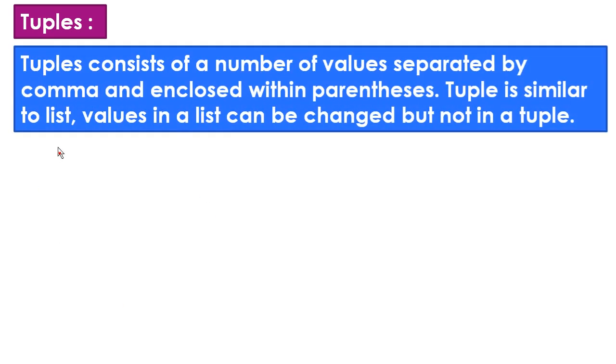In this class we are going to see about tuples. Tuples consist of a number of values separated by commas and enclosed within parentheses. Tuple is similar to list. Values in a list can be changed but not in a tuple. In list we use square brackets, but in tuples we use parentheses. In list we can change any value, but in tuple no value can be changed, but the entire tuple can be deleted.